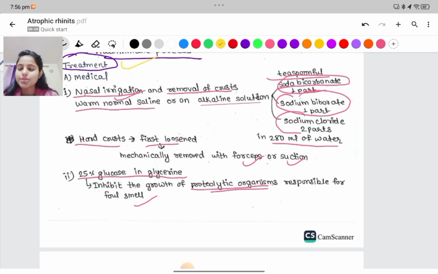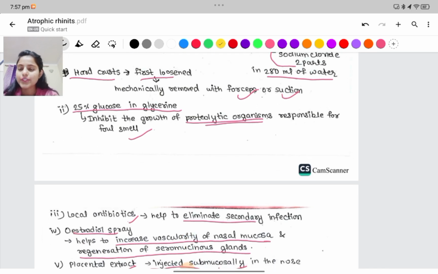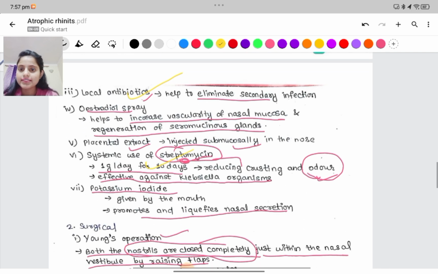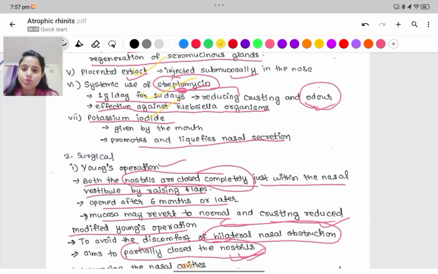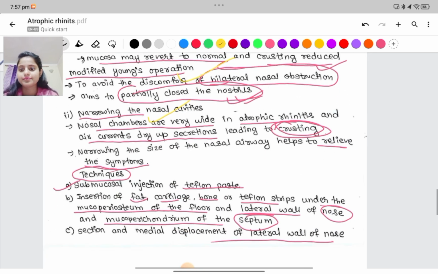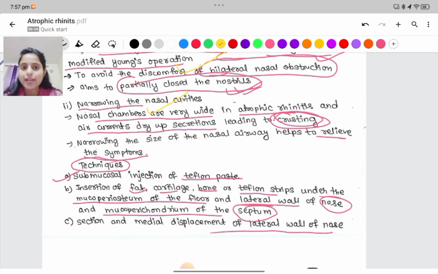In medical treatment, we do nasal irrigation and removal of the crust, 25% glucose in glycerin, local antibiotics, systemic antibiotics, estradiol spray, placental extract, potassium iodide. In surgical treatment, we do the Young's operation, modified Young's operation, and narrowing of the nasal cavities. This is all about atrophic rhinitis.